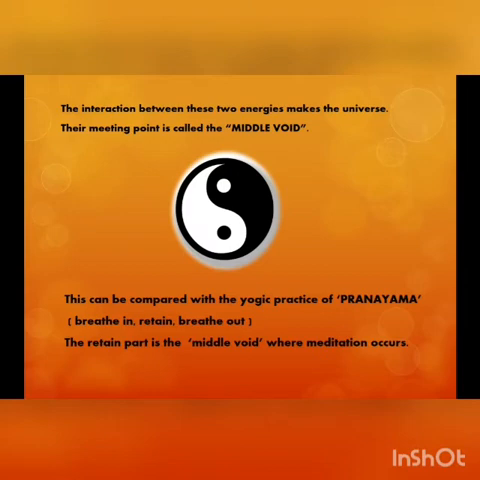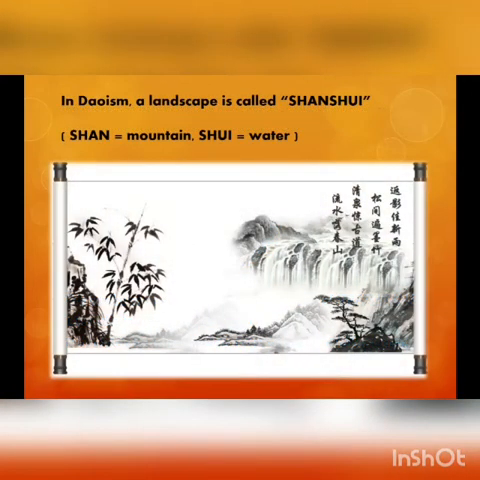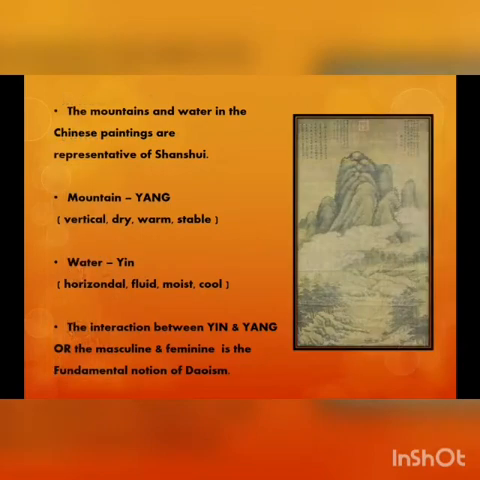Also, we are going to look at what is called Shan Shui. In Taoism, a landscape is called Shan Shui. Shan meaning mountain, Shui meaning water. However, it doesn't represent a real landscape, it is the Taoist view of the universe. To understand Chinese paintings, one must understand Taoism.